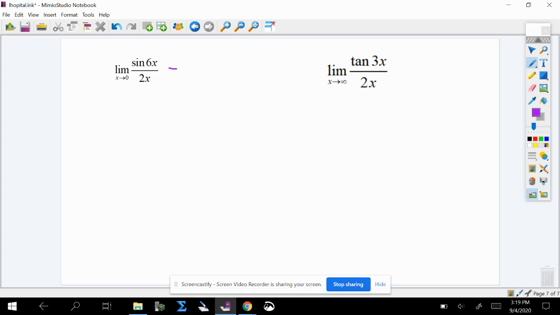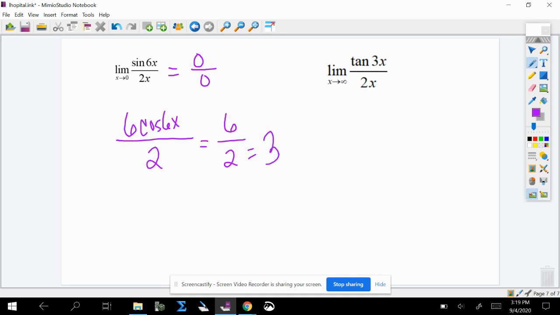So the sine, when I put 0 in, the sine of 0 is 0 over 2 times 0, which is 0. I think they like this question because it forces you to remember how to take your trig derivatives. The derivative of sine is cosine, but then you also have to take the derivative of the angle. The derivative of 2x is just 2. Now when I put 0 in, the cosine of 0 is 1, so we get 6 times 1 over 2, which is 3.